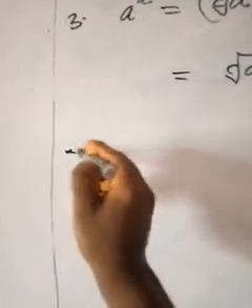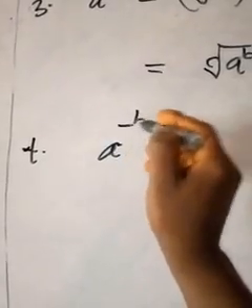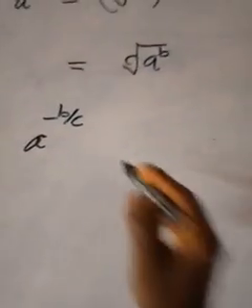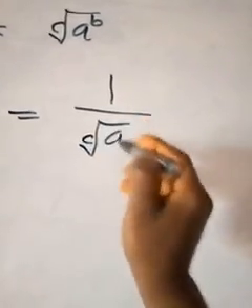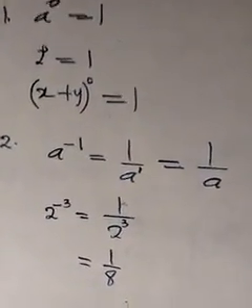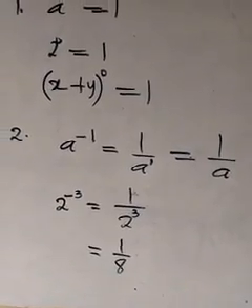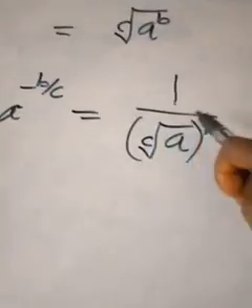Then the fourth one is a number raised to a negative fractional power. This is going to give us 1 over the root of a raised to power b. If you go back to the second law, a number with negative power is equivalent to this one, in which a number that is raised to negative power will give us 1 over. The negative brings out the division.